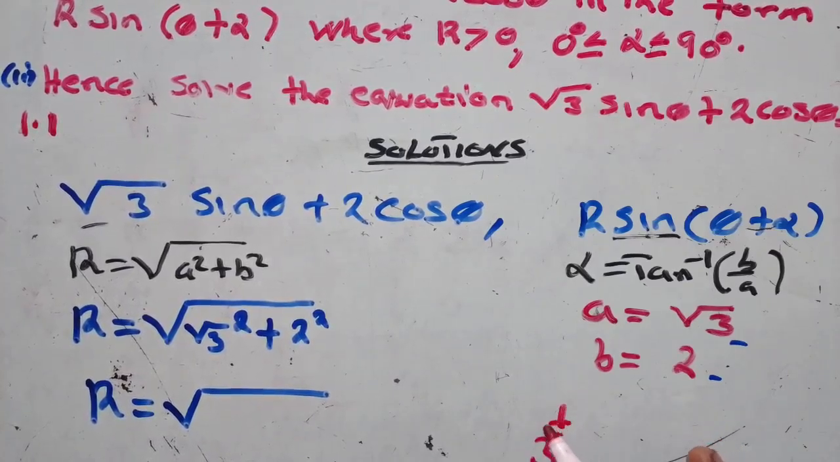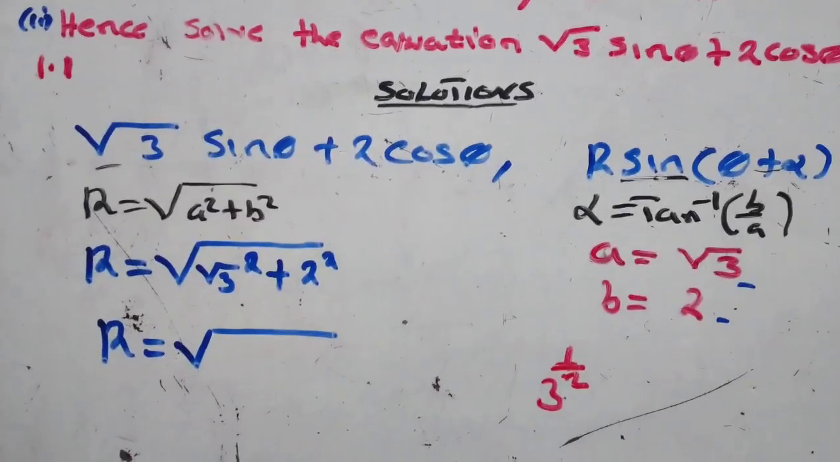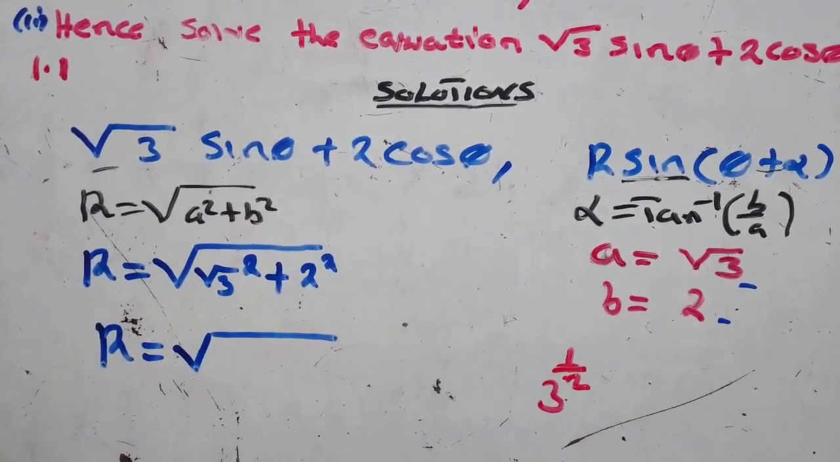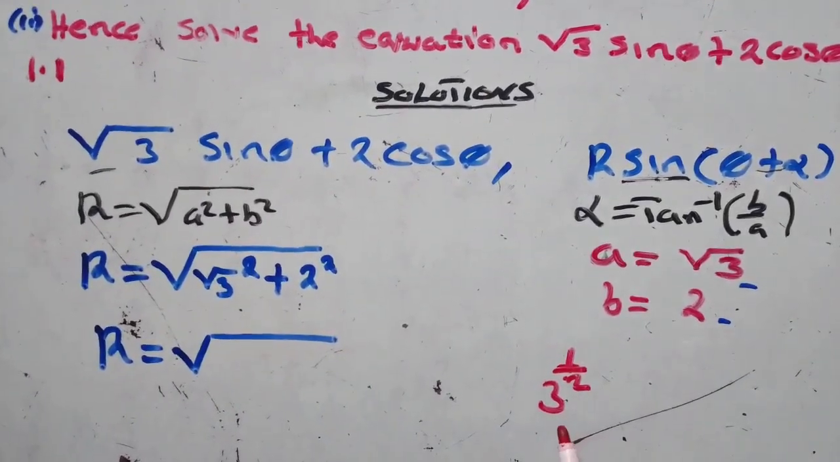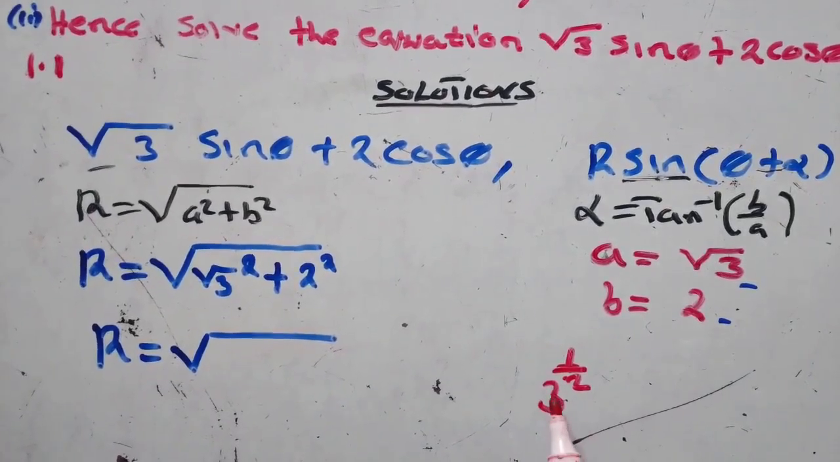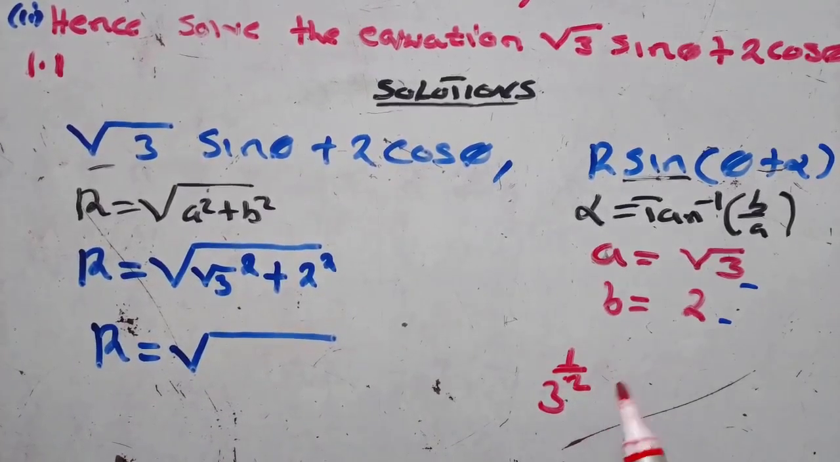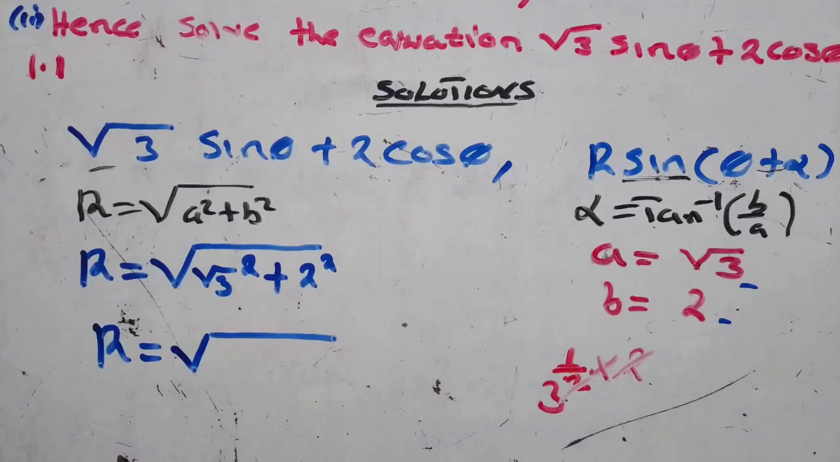3 to the power 1 over 2 is the same as writing the root of 3. If you square this, you multiply the power by 2, so the 2 and the 2 cancel and you just have 3 to the power 1, which gives you 3.